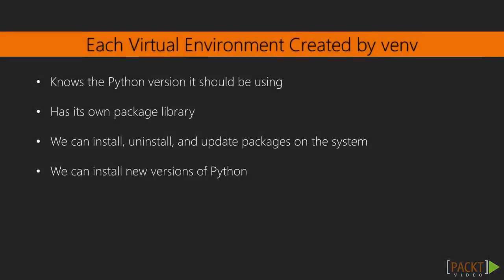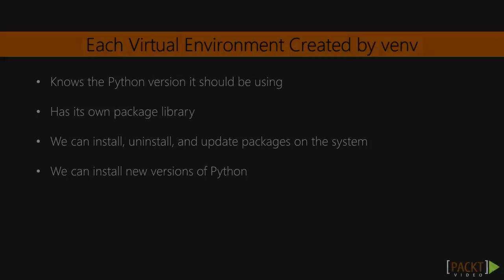That's what we call a virtual environment, and the venv tool that's built into Python version 3.3 and later creates them for us. Each virtual environment created by venv knows which version of Python it should be using and has its own package library, which means that, as far as Python code is concerned, it's basically disconnected from the rest of the system. We can install, uninstall, and update packages on the system, and code inside the virtual environment won't even notice. We can install new versions of Python, and the code inside the virtual environment won't even notice. About the only thing we can't safely do at the system level is uninstalling the version of Python that the virtual environment is based on.